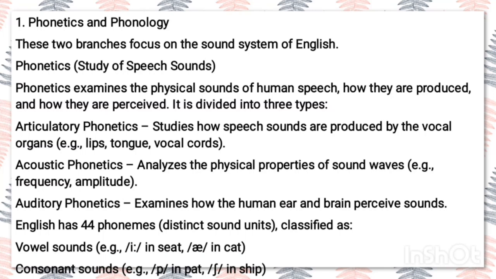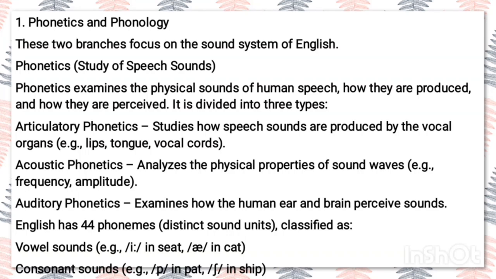Then acoustic phonetics examines the physical properties of sound waves such as frequency and amplitude. For instance, the sound of a whisper has a lower amplitude than a shout. Next one, auditory phonetics, looks at how the human ear perceives sound, its pitch, volume and duration.